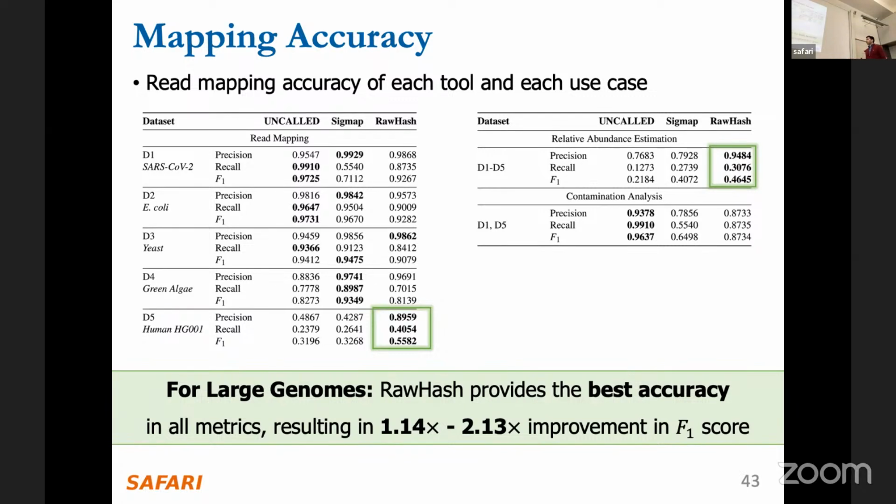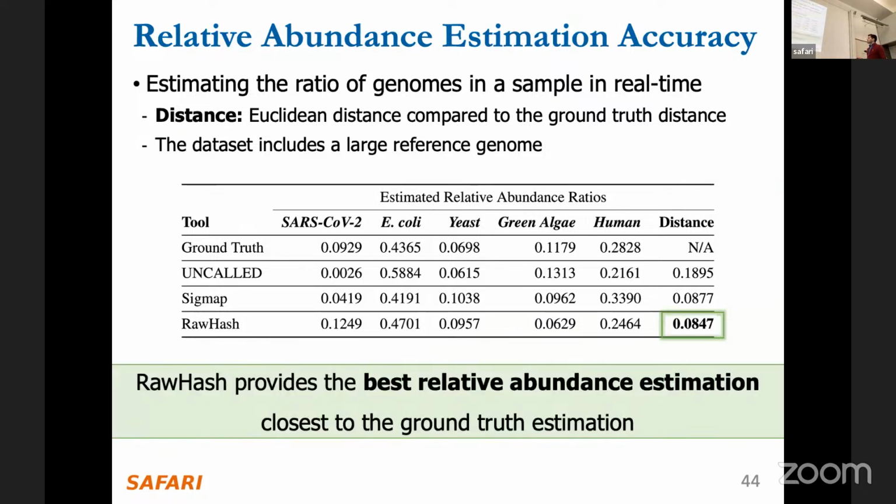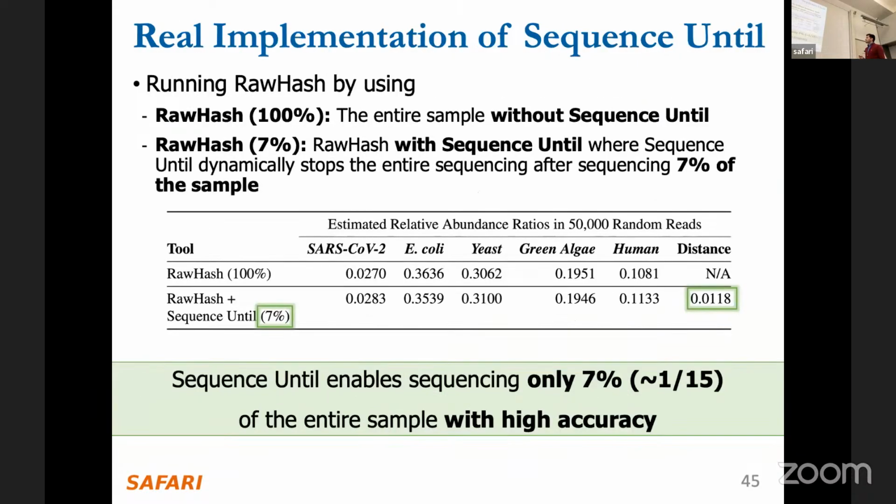Let's look at the accuracy as well. Here we show the mapping accuracy of each tool for all data sets. What we see is that, again, for large genomes, RawHash significantly improves the accuracy of read mapping, almost up to 2x in F1 score, which is a combination of precision and recall, both for human genome mapping and also relative estimation. For smaller genomes, although RawHash seems to be slightly less accurate, the accuracy results are relatively close to these tools.